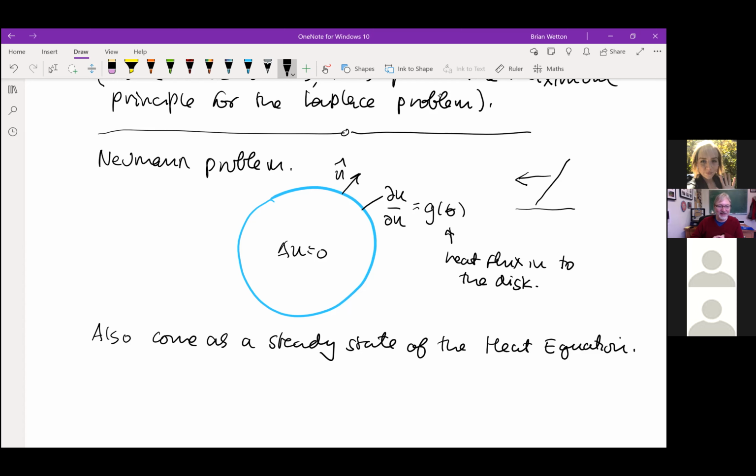Okay, good observation I see coming in, right? This problem only makes sense if g has average value 0, right? Because if I've got a net amount of heat flowing into the disk, okay, the net amount could be negative, which means I've got a net amount of heat flowing out of the disk. But if the net amount of heat flowing into the disk is not 0, then I'll just be heating up the disk over time, right? There'll be a t term in the solution. So there won't be a steady state.